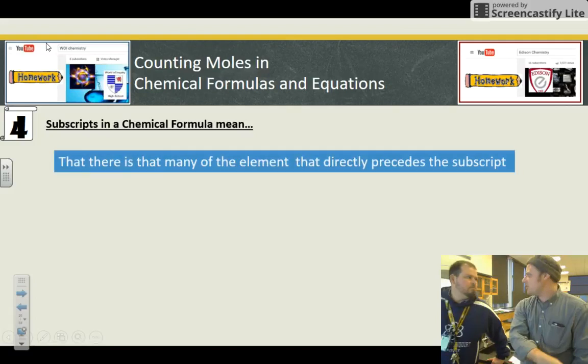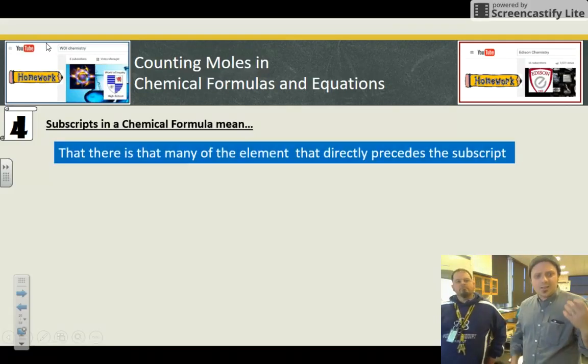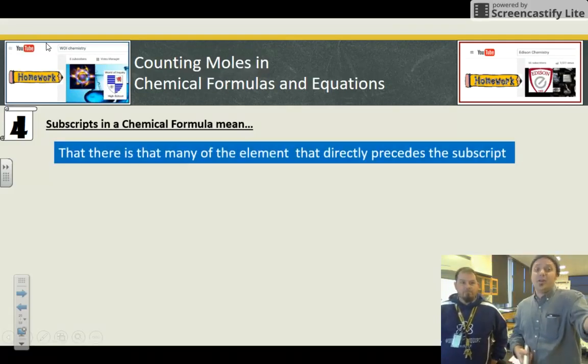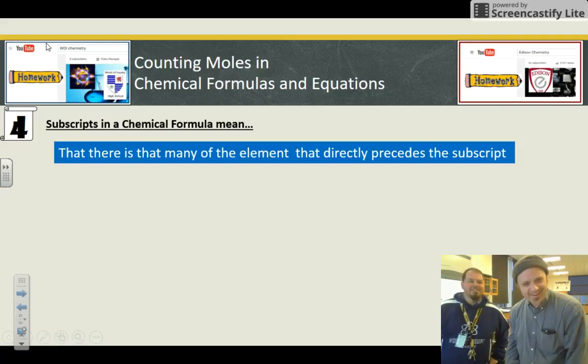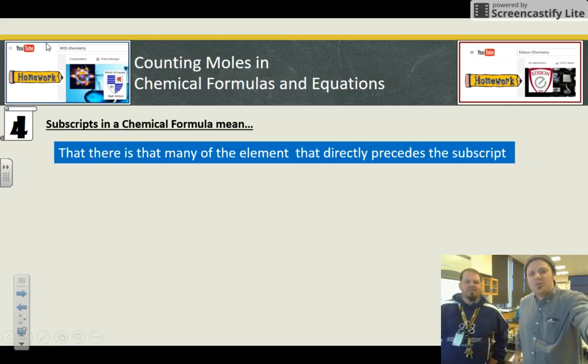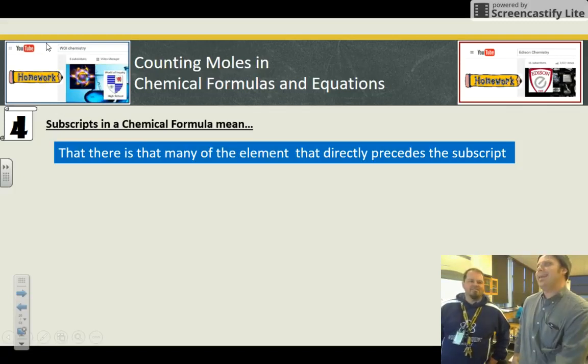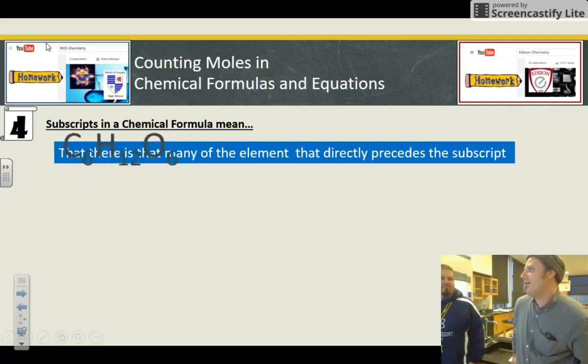I said this in the definition, so I'm going to take this one. The subscripts in a chemical formula mean that there is that many of the element that directly precedes the subscript. I need an example.